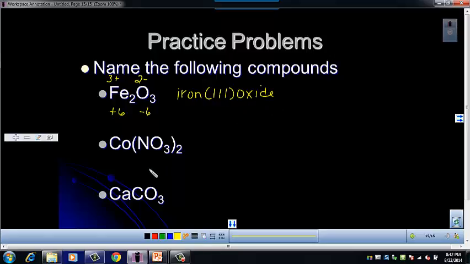All right, let's look at the next one. We've got cobalt, and this NO3 is one of your polyatomic ions. It's nitrate. So we don't know the charge on cobalt, but nitrate is a negative 1. We have 2 of those, so our overall negative charge is negative 2. In order for this to be a neutral compound, cobalt's going to have to give me a plus 2 charge. There's only 1 cobalt, so we know that it's going to be cobalt(II) nitrate. Don't forget the Roman numeral.